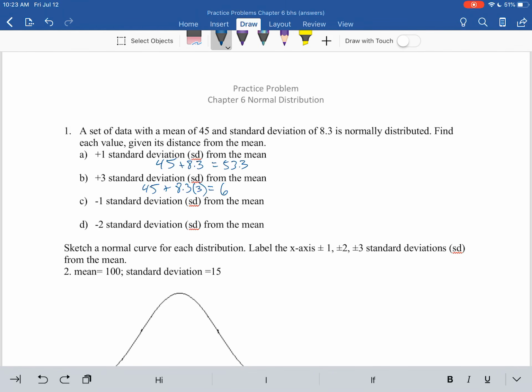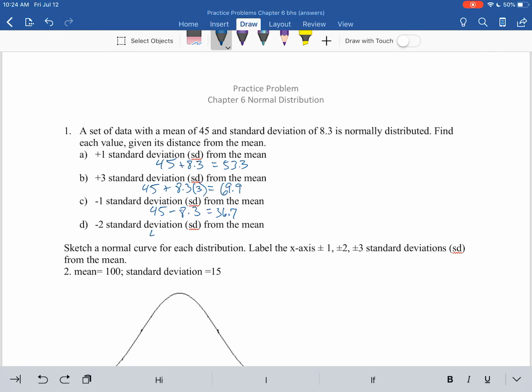When you're going up 3 standard deviations from the mean, it's 45 plus the standard deviation times 3, and that will give you 69.9. You can also just add 45 plus 8.3 plus 8.3 plus 8.3 and get the same answer. When we're doing negative one standard deviation, or one standard deviation down, we will be doing 45 minus 8.3, and that gives you 36.7.